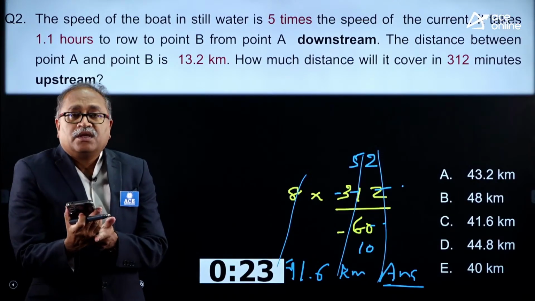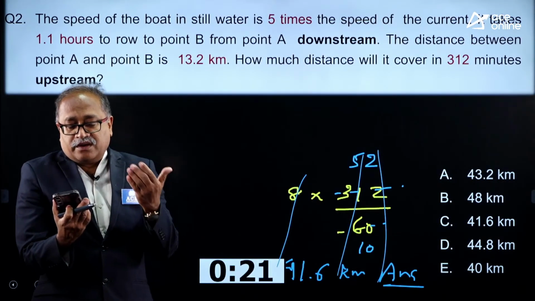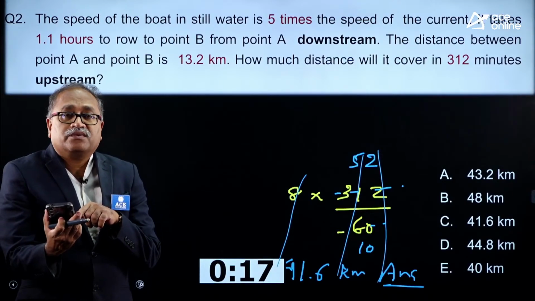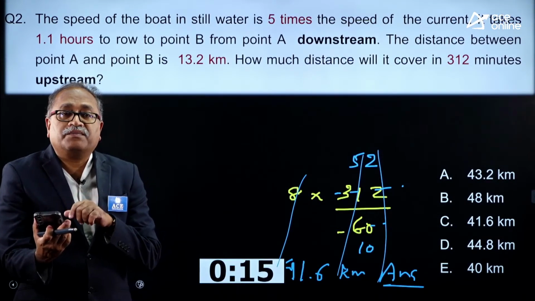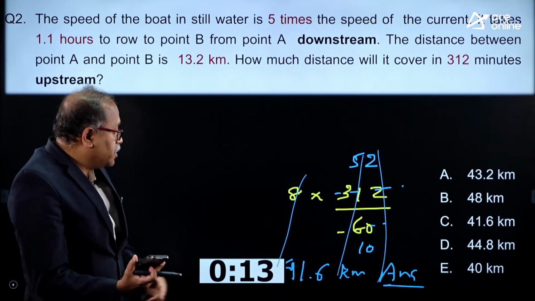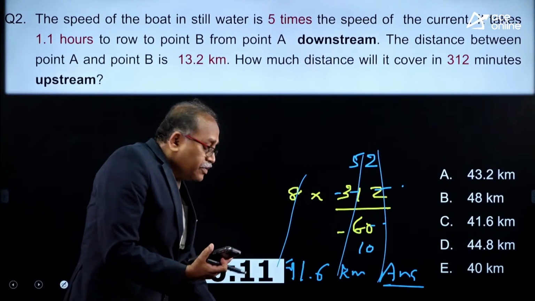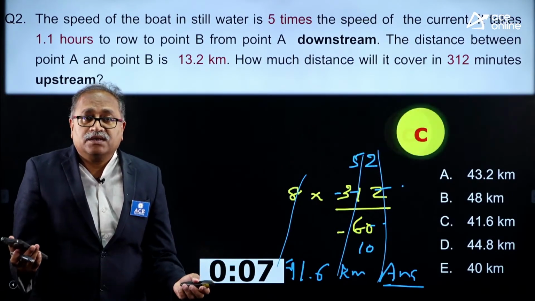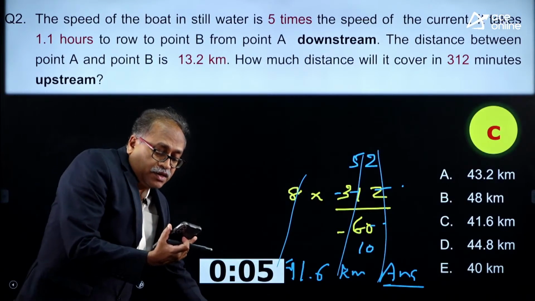Look at this one. I greatly get motivated by seeing Pawan's response. He already answered it, 41.6. Let me check whether Pawan is correct or not. 41.6, option choice C, he is right. Okay.